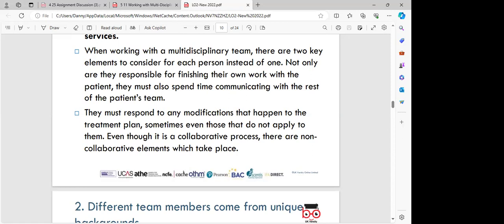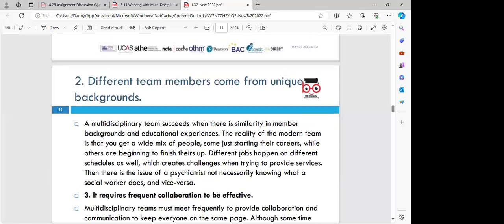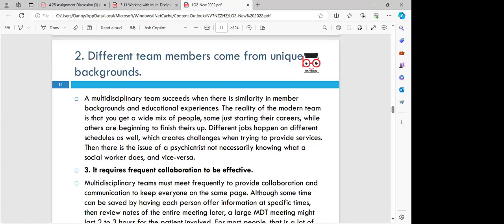Yeah. So it's time consuming. Then let's go on to the second one. It says different team members come from unique backgrounds. Of course, there will be some bit of cohesion issues because of different specialities and all that.